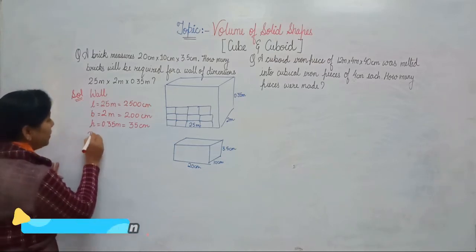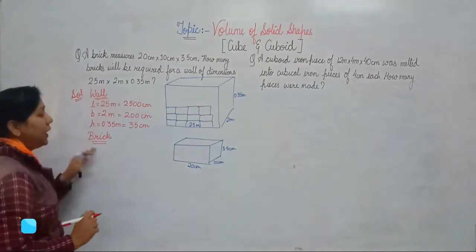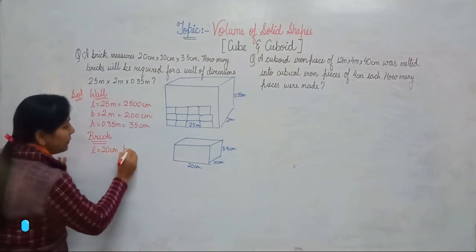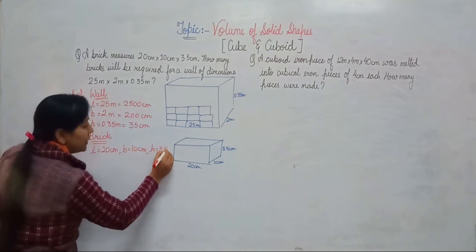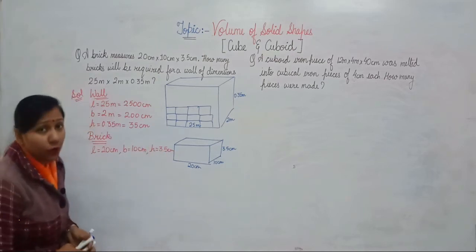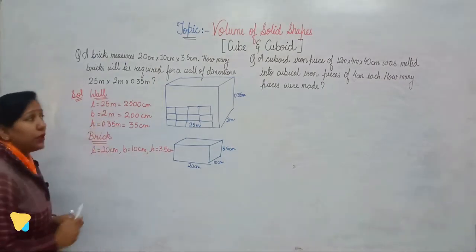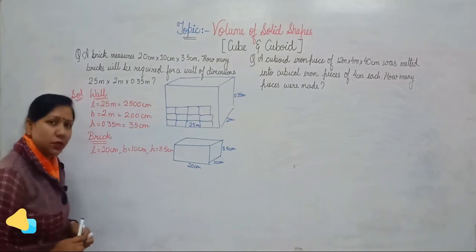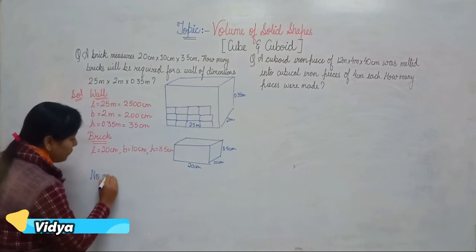Now, coming to the next, that is our bricks. So that was the wall. Now for the brick, length is given to us as 20 centimeter, breadth as 10 centimeter and height of the brick as 3.5 centimeter. So these are the dimensions that we have noted, and we have also converted all the values into the same units. Now the dimension of the wall is in centimeter and the dimension of the brick is also in centimeter.